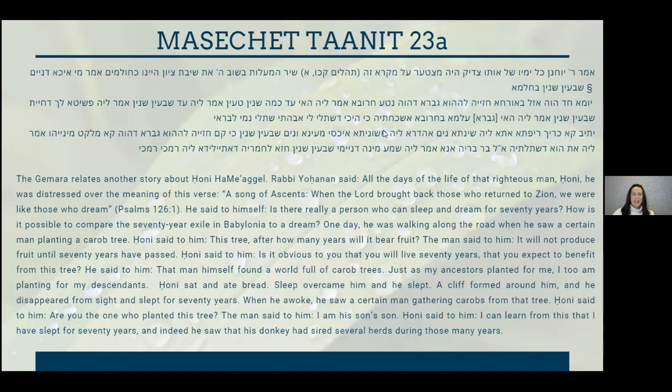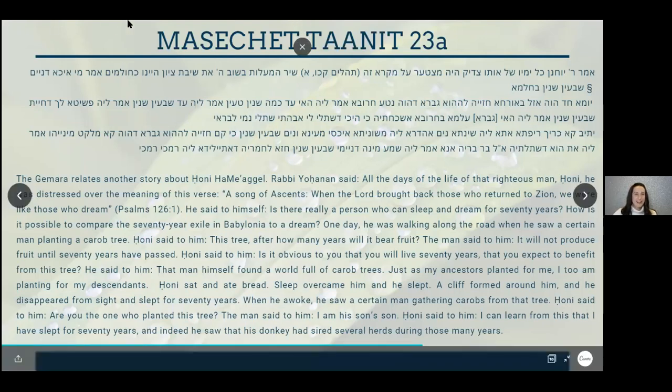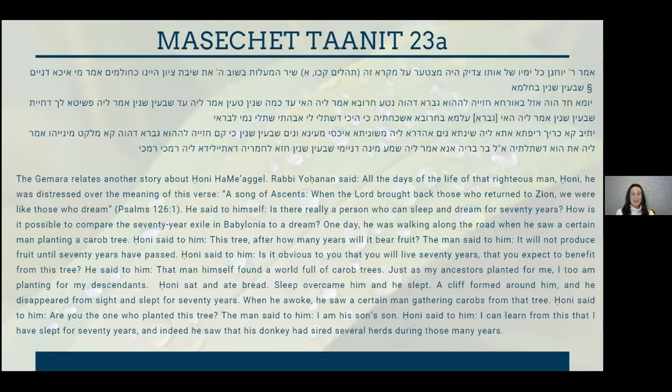And this is a very, very famous Talmudic sugya, and it says as follows. The Gemara relates another story about Choni HaMa'agal. Okay, so our famous Choni.